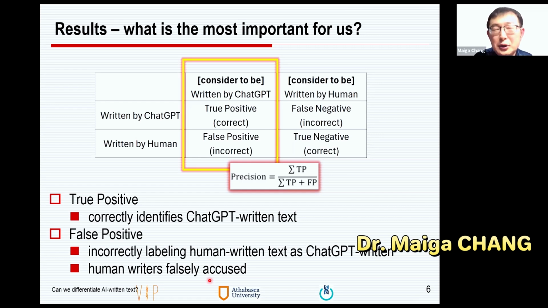They didn't use ChatGPT, but if you say they are using ChatGPT, that is falsely accused. That is bad, right? They didn't do anything bad, but you say they are a criminal. So that is not good. So if you want to reduce the false positive to make sure that no one will be accused incorrectly, then you are talking about precision.